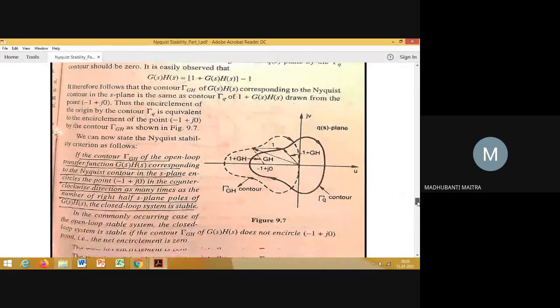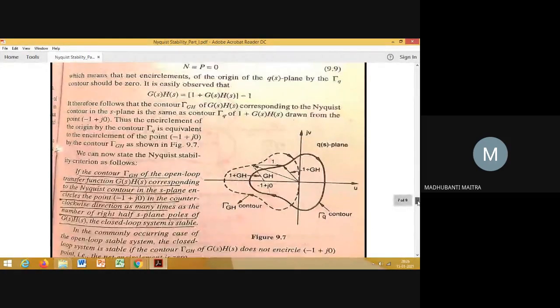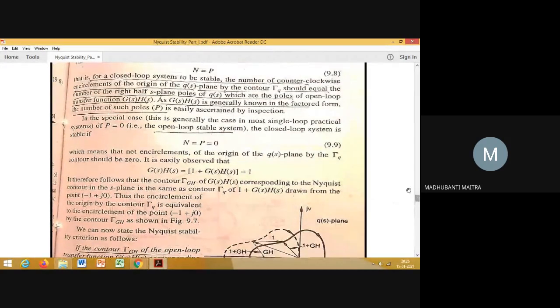P is equal to 0. Since Z has to be 0, hence N should be 0. Right? So, if we can construct the GH plane contour, then by inspecting the GH plane contour, we can determine the number of encirclement of the critical point by this GH plane contour. That means by looking at that particular contour, we can find out the number of encirclement of the critical point by tau GH.